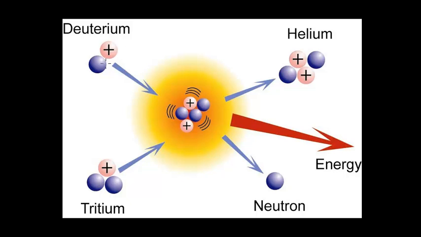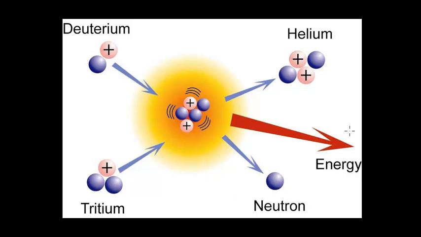If you force them together, well, you've got to overcome the positive electrical repulsion, because both of these are positive and they're trying to repel each other. To do that, you need huge temperatures and huge pressures, but if you can achieve that, then they will fuse together and create helium, and a neutron in this case. Now, this is the kind of process which happens in the sun.